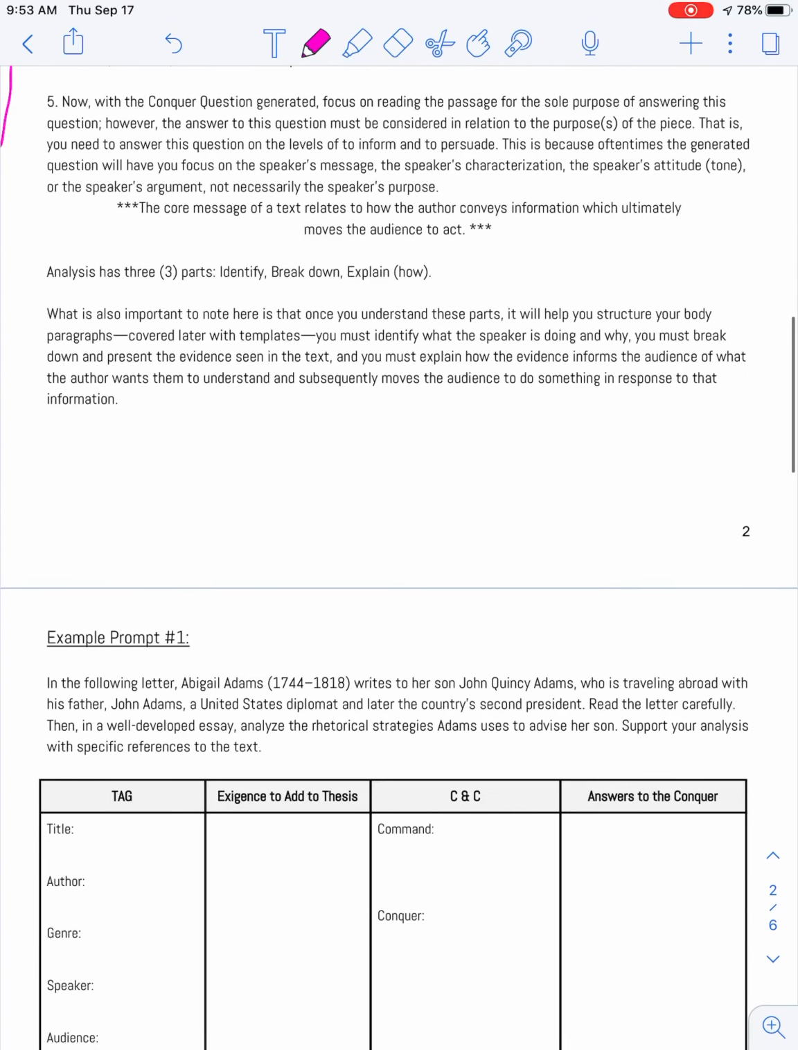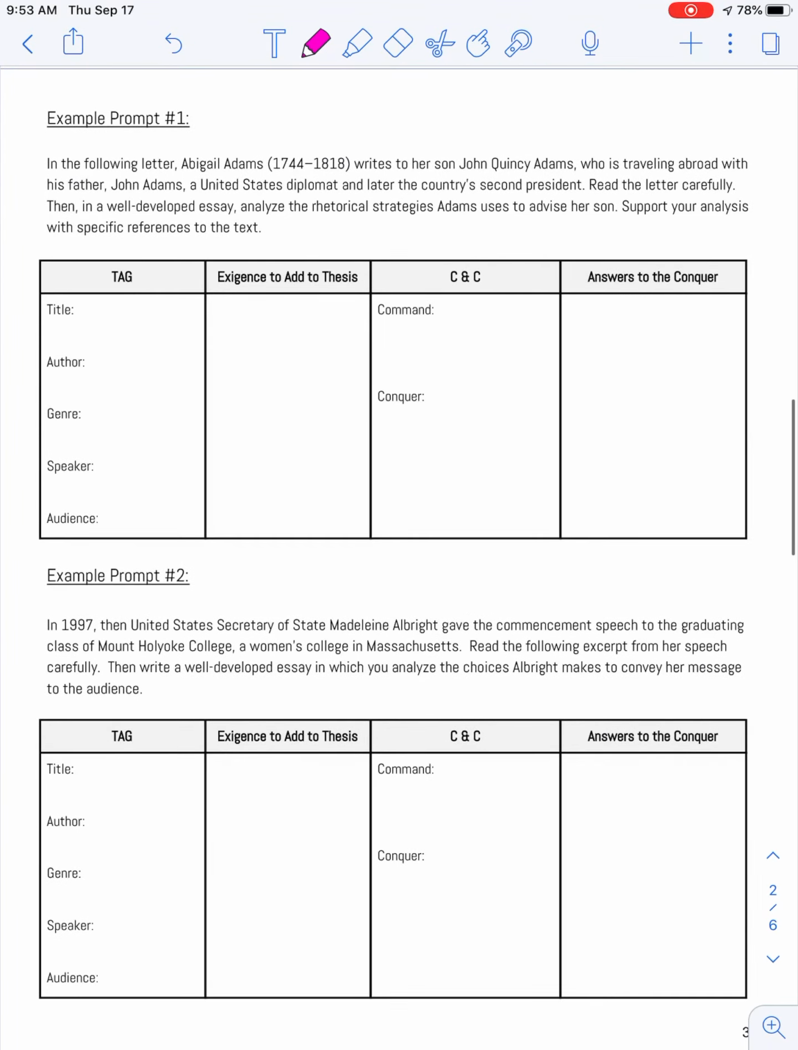So you should have read all this, but I'm going to start here with you. I'm going to do one of these with you. So here's a prompt that you might get. In the following letter, Abigail Adams writes to her son, John Quincy Adams, who is traveling abroad with his father, John Adams, a United States diplomat and later the country's second president. Read the letter carefully. Then, in a well-developed essay, analyze the rhetorical strategies that Adams uses to advise her son. Support your analysis with specific references to the text.